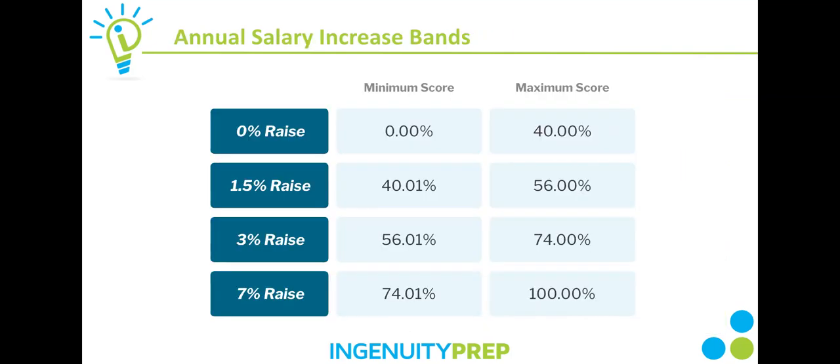Each spring, the final percentage score is then translated into one of Ingenuity Prep's salary increase bands that are shown here. The percentage score is the final score. It does not get converted into a performance category. These are the same bands used across all staff.